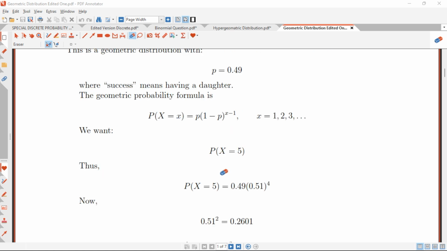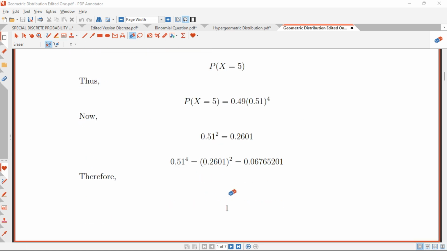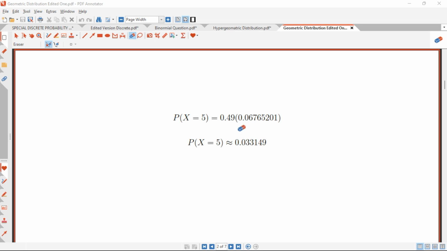Okay, so here we are just going to substitute our p and then our x into the PMF to get our answer. Once we substitute p as 0.49, and 1 minus p will give us 0.51, all raised to the power x minus 1, which will give us 5 minus 1, that is 4. Once you put this on the calculator, we are getting our final answer to be 0.033149. Okay, so this is our final answer.